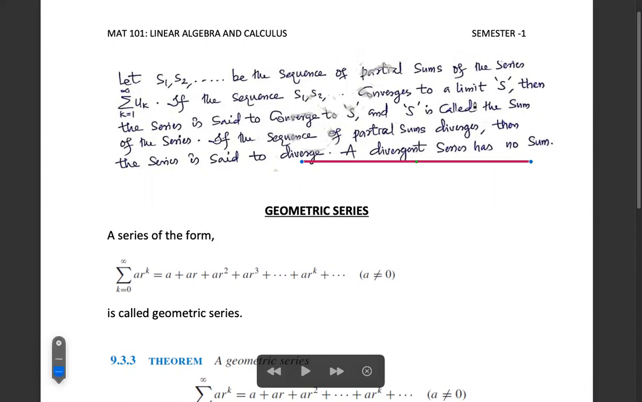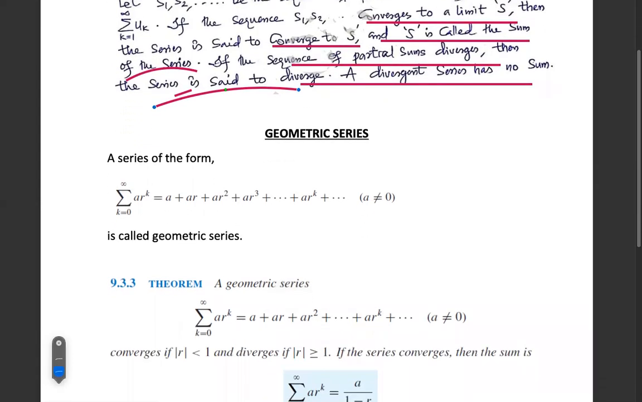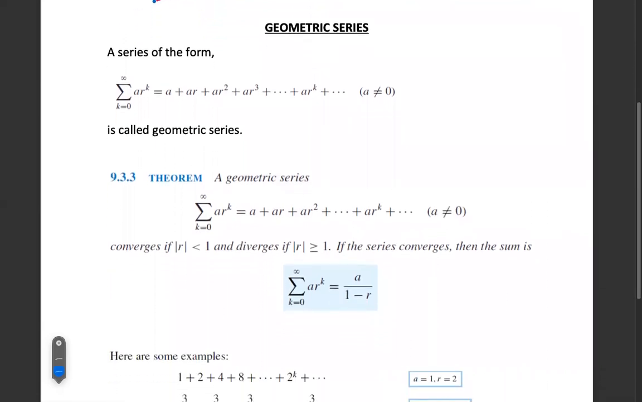Now if the sequence of partial sums converges to some limit s, then the series converges to s. That means the sum of the series is equal to s. And if the sequence of partial sums diverges, then the series diverges. A divergent series has no sum.